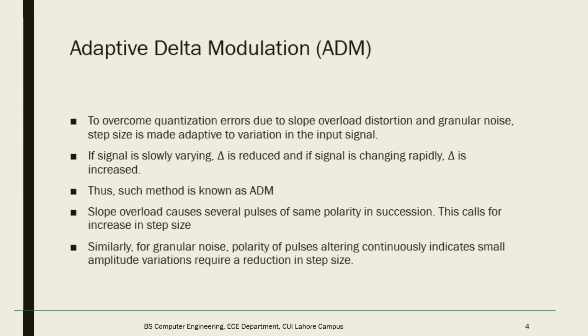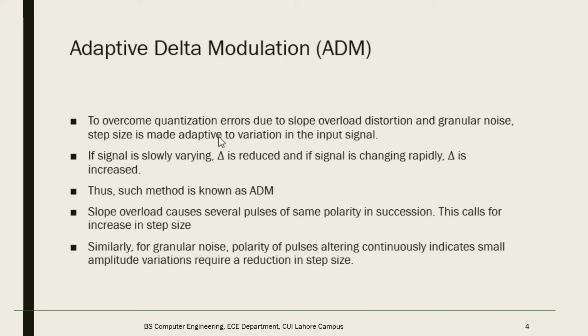As we have seen in delta modulation, due to quantization errors we have to face slope overload distortion and granular noise, and it is because the step size is fixed in delta modulation. To overcome this problem, adaptive delta modulation was proposed. In adaptive delta modulation, to overcome quantization errors which we have to face because of slope overload distortion and granular noise, step size is made adaptive.